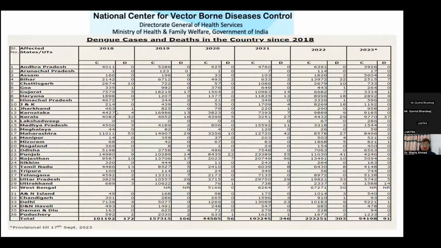And we can see that in 2019, there were 15 lakh cases. Then it subsided a little in 2020, maybe due to COVID, the reporting was less. Then it again started to increase. In 2021, there were 19 lakh cases. In 2022, there were 23 lakh cases. And till now, till September, there were about 9.5 lakh cases, and 91 deaths have occurred. So we can see that dengue has become a major health problem in the country in recent days.